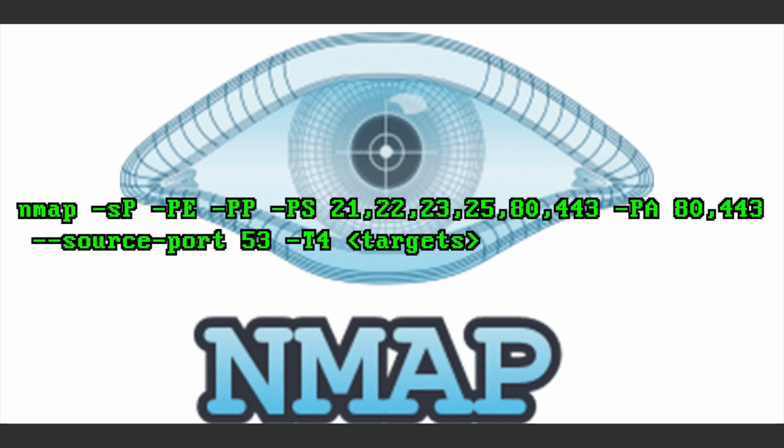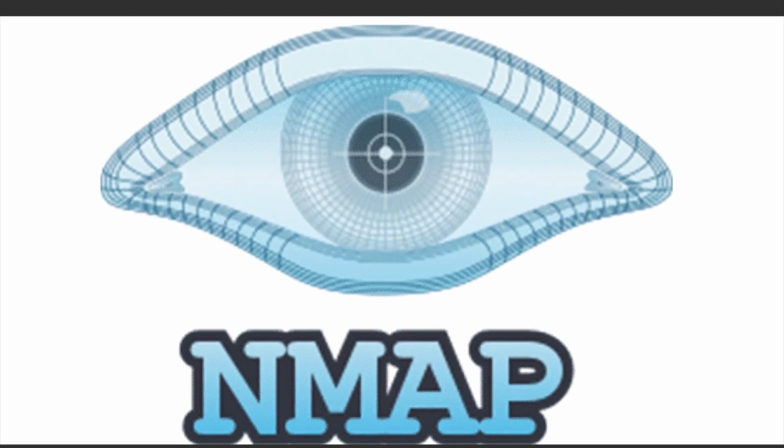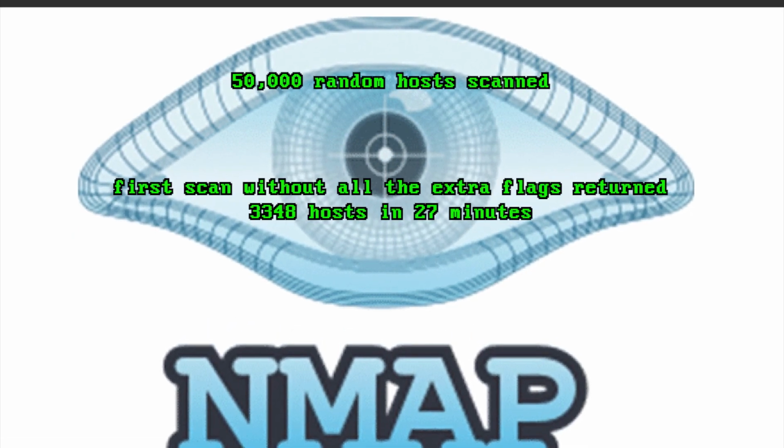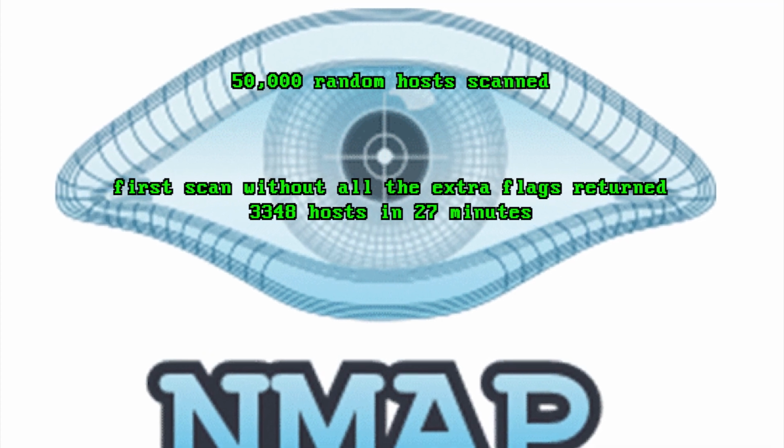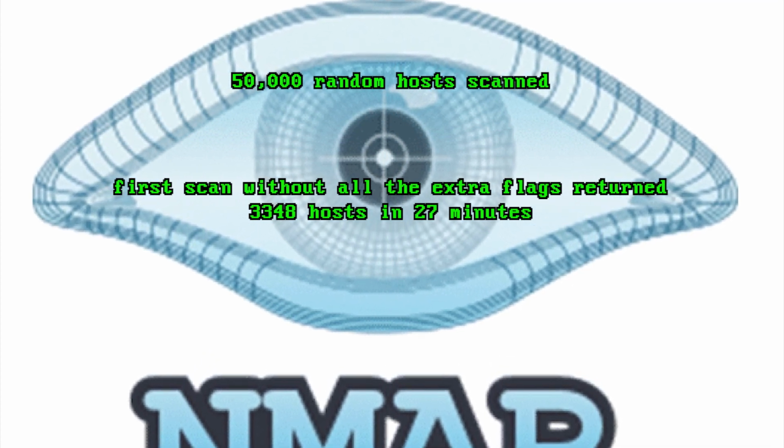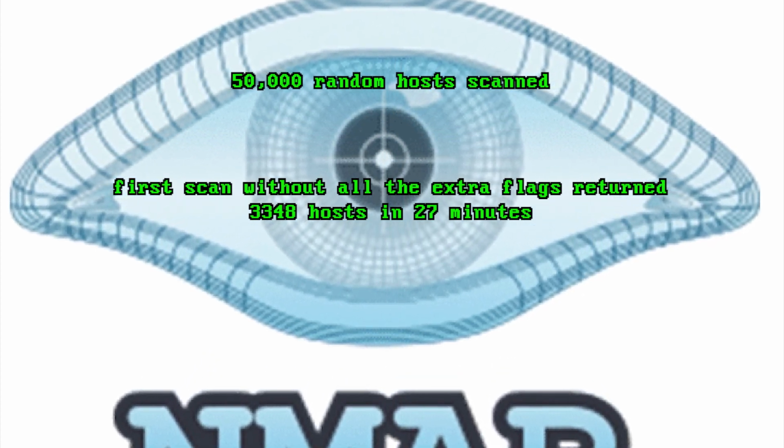The result of running this discovery, especially across multiple hosts, is a far more comprehensive discovery than with just one type of discovery. Fyodor compared a standard discovery probe over 50,000 IP addresses and got a result of 3,348 hosts responding as up, and the scan took 27 minutes.